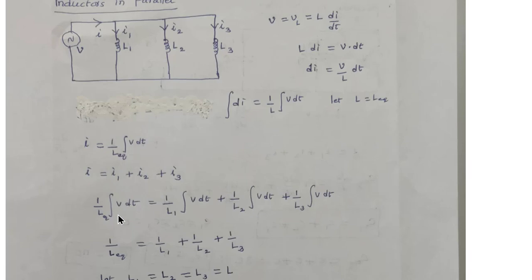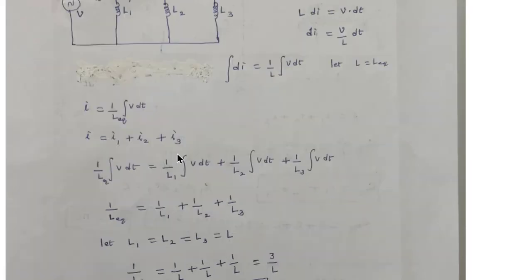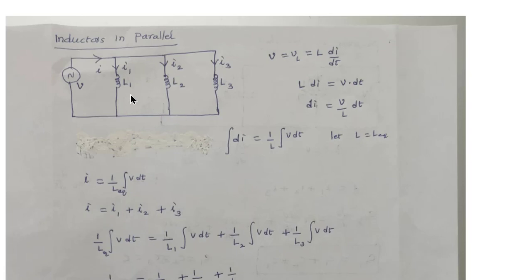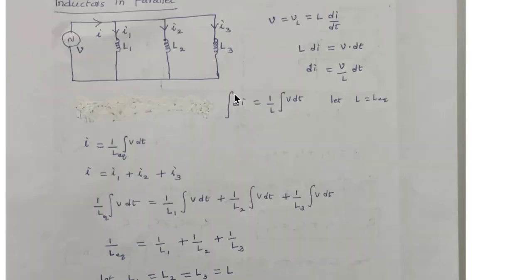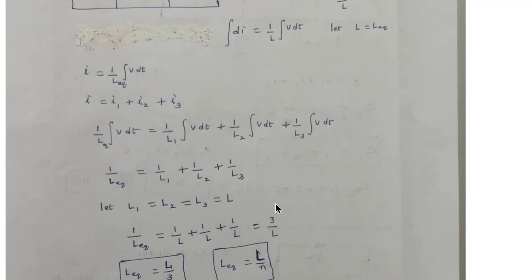Then we know what I is: 1 by L equivalent integral V dt is equal to 1 by L1 integral V dt plus 1 by L2 integral V dt plus 1 by L3 integral V dt. So these I1, I2, I3 are the currents flowing in the inductors L1, L2, L3, which are in parallel.